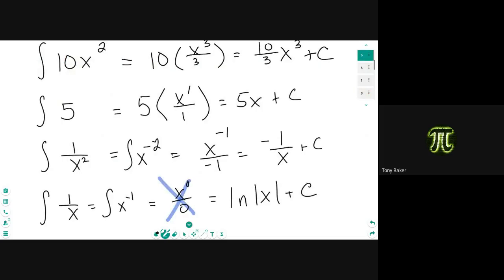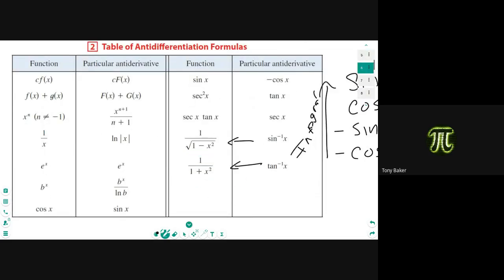So for those of you who didn't take the picture of it, take the picture of it. You're gonna need them.